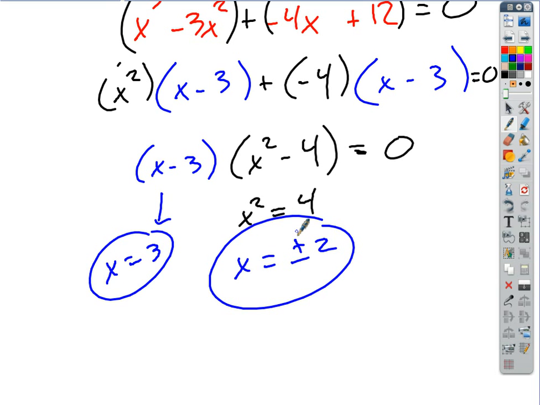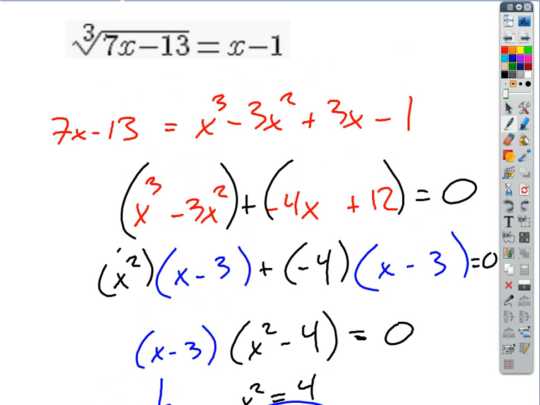Well, let's just try them one at a time. Let's try 3. If I put 3 in, I'm going to get the cube root of 3 times 7 is 21 minus 13 is 8, equals 3 minus 1. Is the cube root of 8 2? Yes, 2 cubed is 8, right? So that one works. That one's checked.